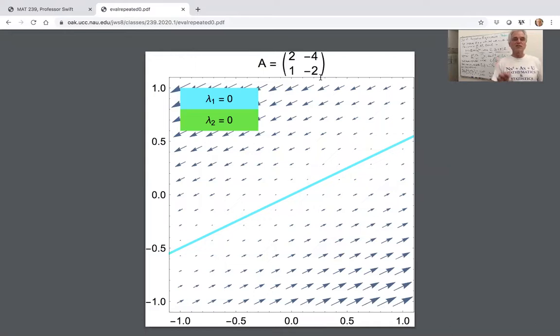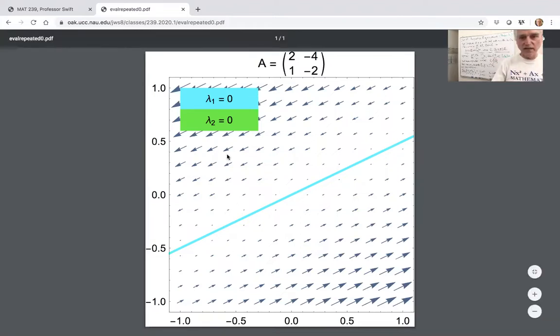And there is an eigenvector. 2 to the right and 1 up is an eigenvector. Any multiple of it, like for instance, -8, -4 is an eigenvector. But there's only one eigenvector that's linearly independent, only one eigenvector here. So that's why it's not like the previous case, with two distinct eigenvalues. So let's look at these solutions now.